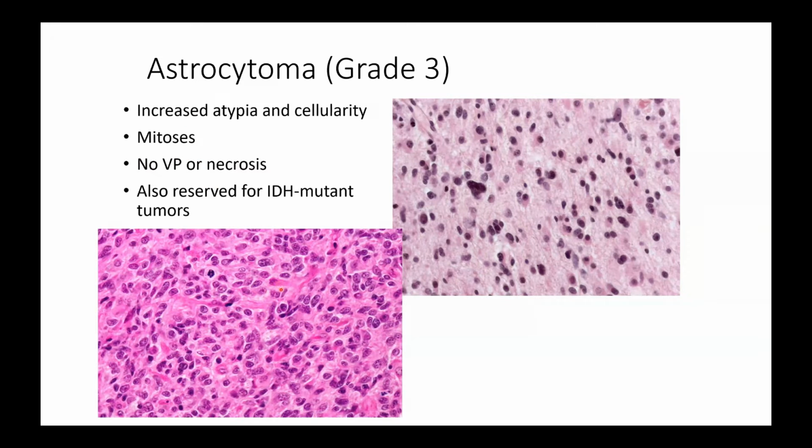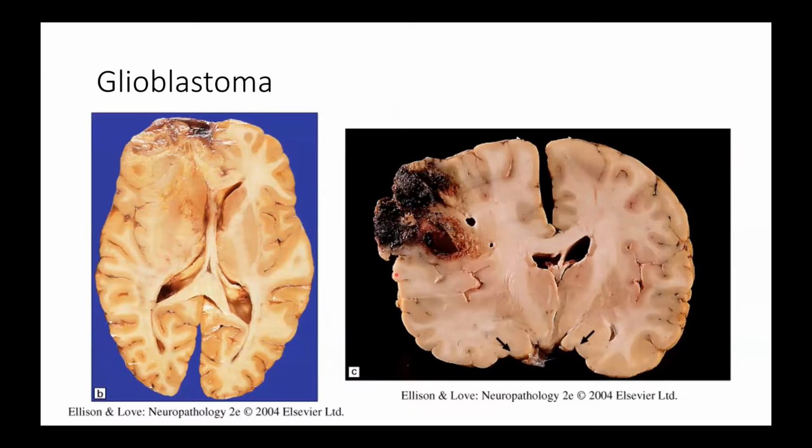Bona fide grade 3 astrocytomas are also reserved for IDH mutant tumors, as I'll touch on in a minute. Those that do not have IDH mutations are now all considered grade 4. Speaking of grade 4, glioblastomas tend to be far easier to recognize. They show much more malignant growths and histologic pathology.